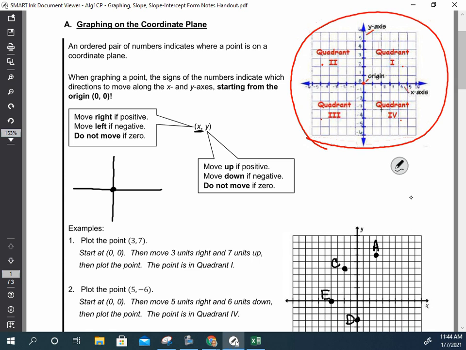First number tells you left or right. So you move right if it's positive, left if it's negative, and you don't move if it's 0. Second number is the y-axis. You move up if it's positive, down if it's negative, don't move if it's 0.